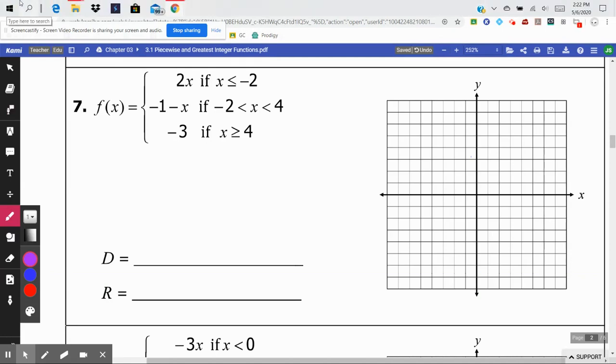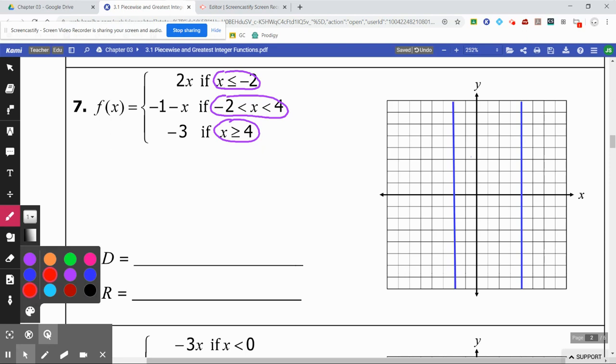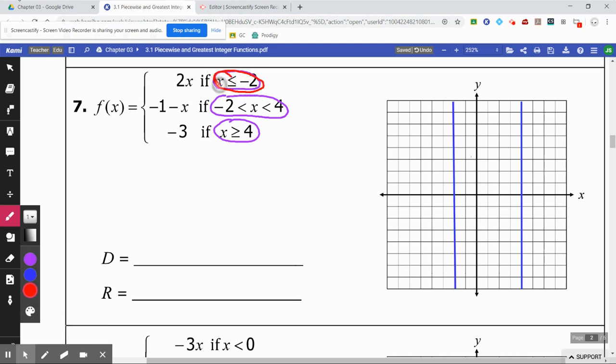Where are our x values located? We're graphing the first section left of -2, the second section between -2 and 4, and then to the right of 4. So I'm going to draw a line at -2 and 4 to divide my graph into sections. Now the first portion of my graph says to graph this to the left, or less than or equal to -2. I do want to point out that we're going to include the point at -2.